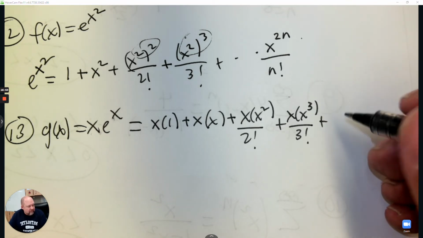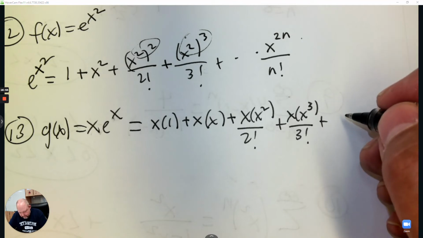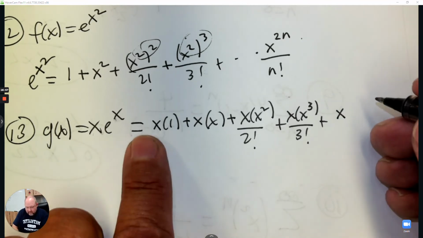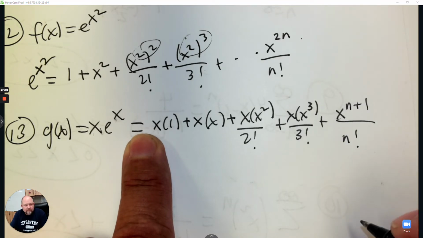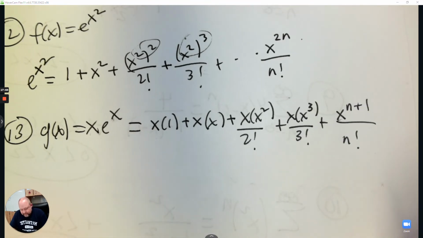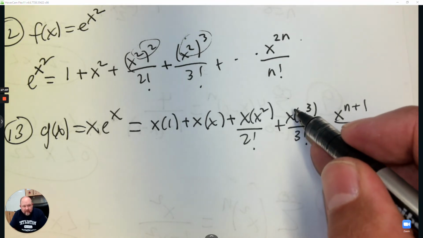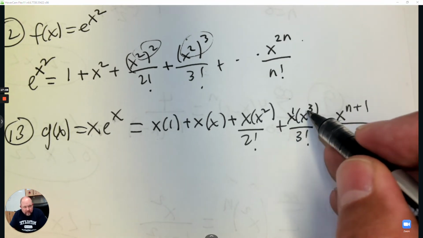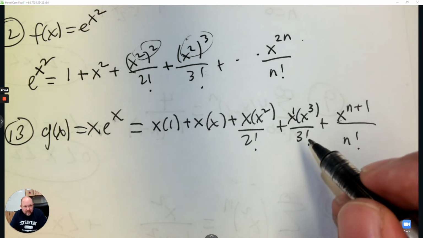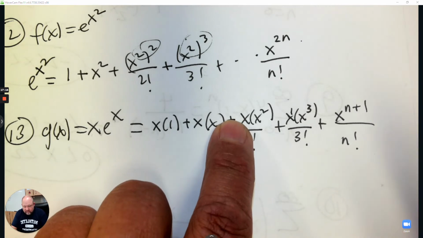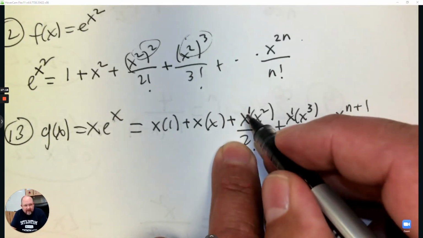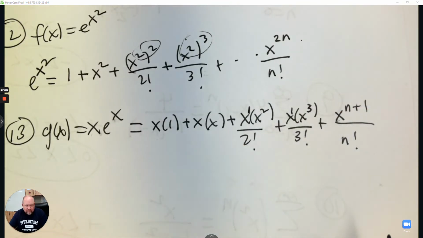And then what would this be as a general term? So if I plug in, it would be n plus 1 over n factorial. So if I plug in 3, it's 1 plus 3, which is 4, right? You have to add 1 every time. That's what the x does. It has an exponent of 1, and it adds 1 to whatever the exponent is. 14.